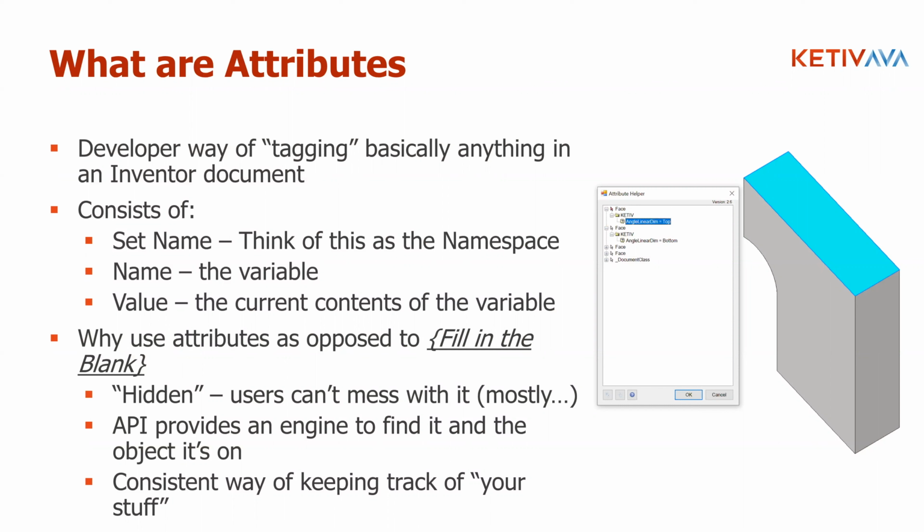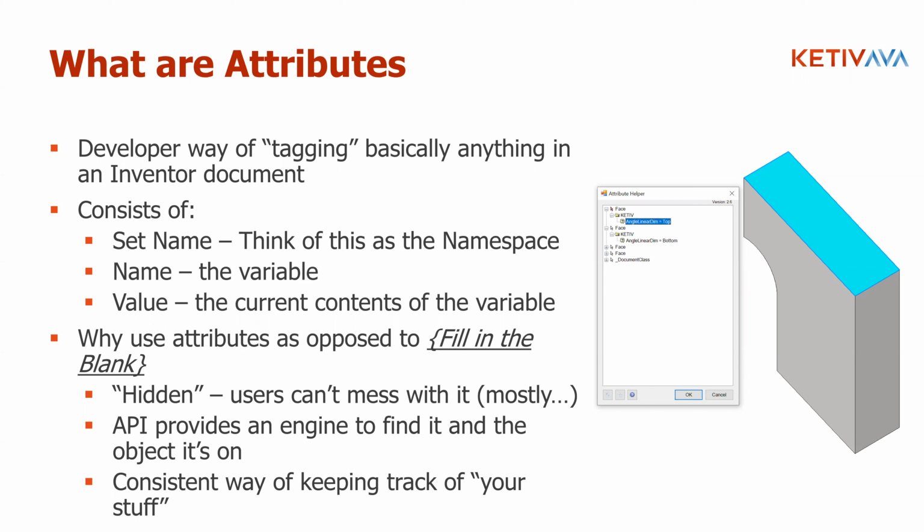Attributes typically consist of three pieces: a set name. For those of you who understand development speak, think of this as your namespace. Usually you want an attribute set name to keep your attributes separate from anyone else's. I'll show you an example of that when we get to some of the demo, okay? Then there's a name, which you can think of as the variable name, and then there's the attribute value, which is the current content of the variable, okay?